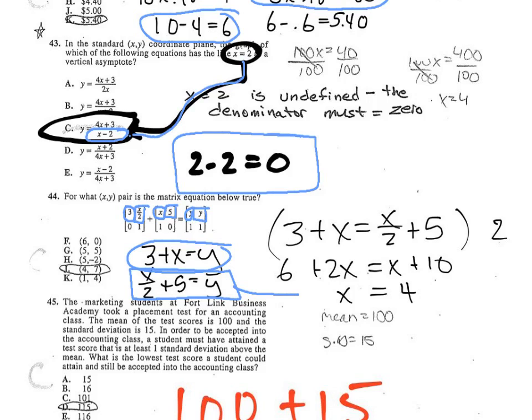And finally, for this page, number 45, if they're giving you the mean score is 100 and the standard deviation is 15, you're looking for the lowest score you could attain and still be accepted. Well, you would just simply take the average of 100 and add the standard deviation 15 to get a value of 115, letter D.